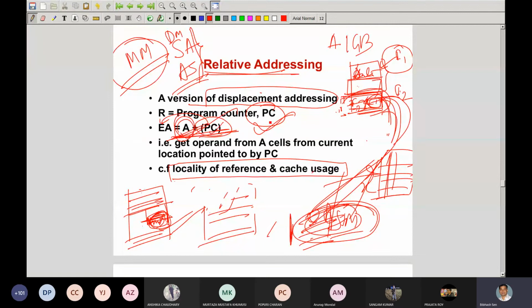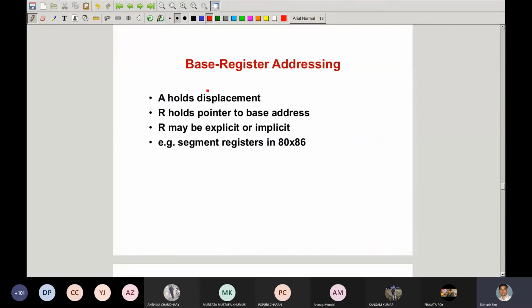Here PC is explicitly used, but here no PC. Here a normal register contains the base address and the displacement value is contained in memory. Add these two and you will get the point. In this case, remember it is a base register. In base register, the register contains the base address and memory contains the displacement.